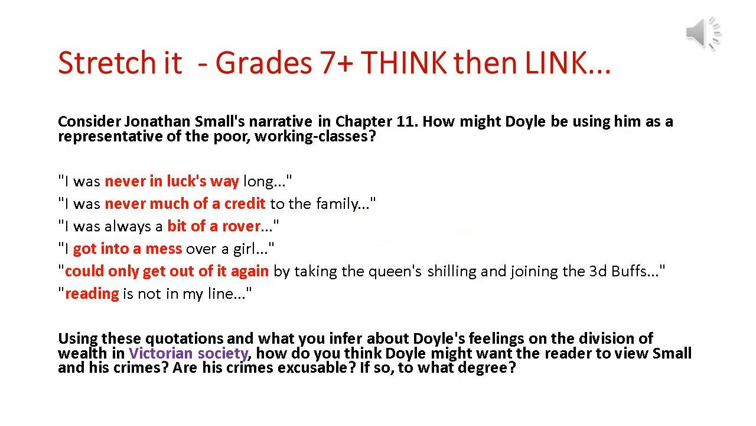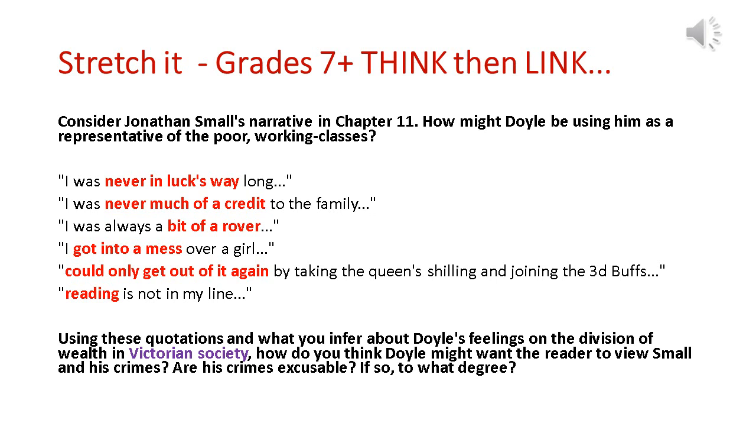Something else which you may wish to explore briefly when you're looking at setting is Jonathan Small's narrative in chapter 11, when he talks about growing up in Worcestershire as a young man. You can see from these quotations that he talks about never being in luck's way and how he was a bit of a rover. It's suggested that he possibly got a girl pregnant, and then he had to join the army. So you can see that he's had quite a working class, quite a poor upbringing.